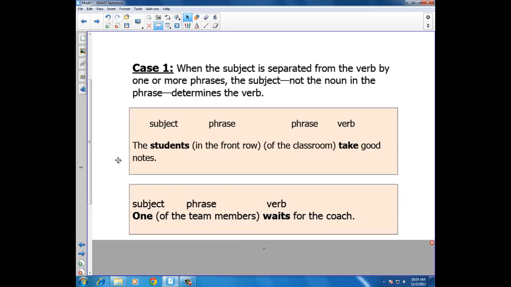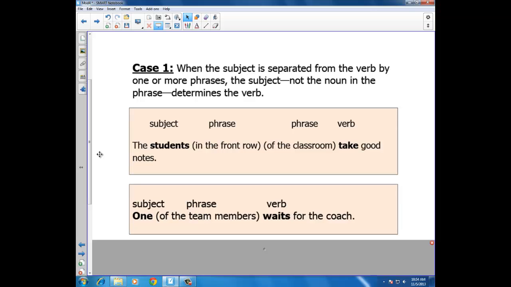In this sentence, the subject is students because the word students answers the question, who takes good notes? The two phrases that come between the subject and the verb are prepositional phrases. Since the subject is plural, the verb take does not end in s.